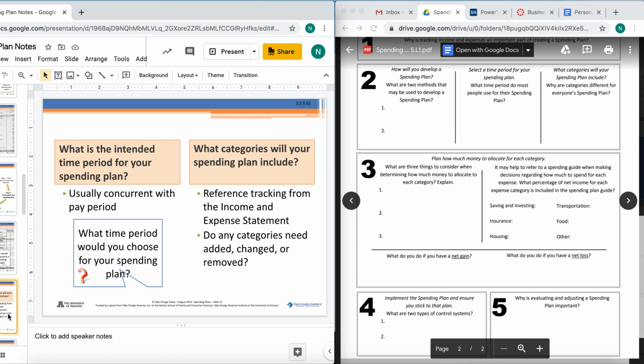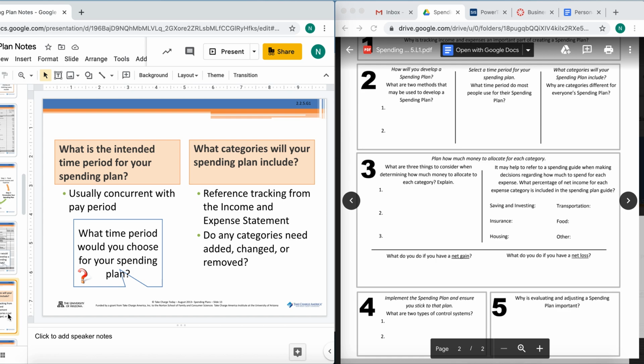For the intended time period for our plan, most people are going to do it concurrently with their pay period. So if you get paid on the first of the month, then your budget would likely start on that first day and it would go through the end of the month. If you don't get paid till the middle of the month, then most of the time your budget would be from the middle of month 1 to the middle of month 2.